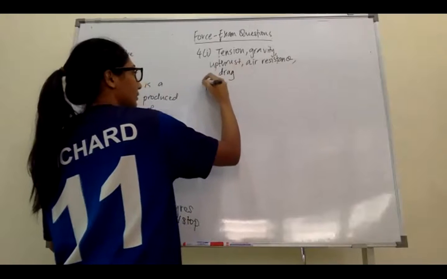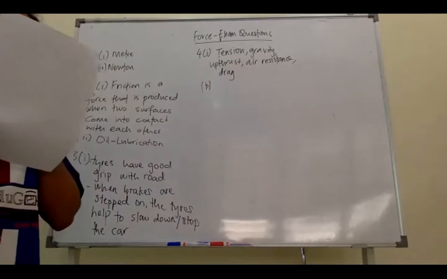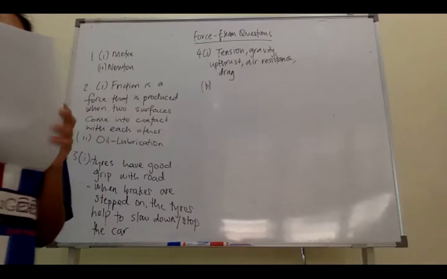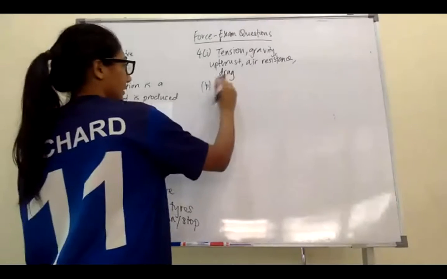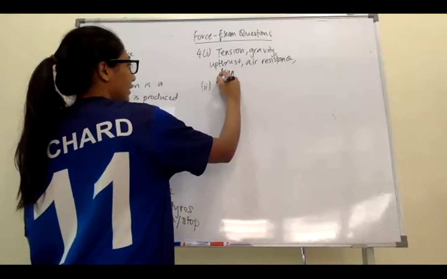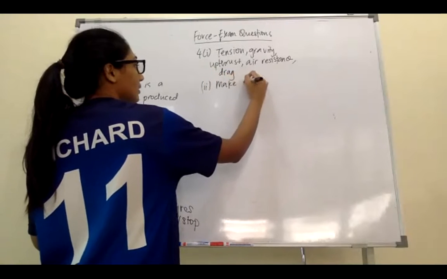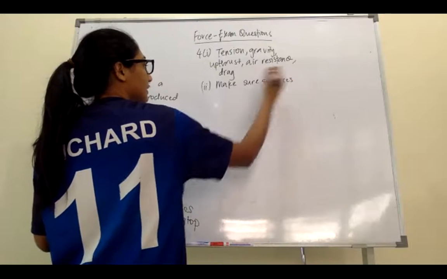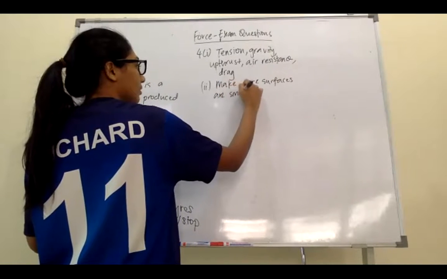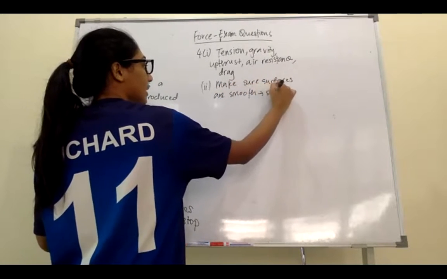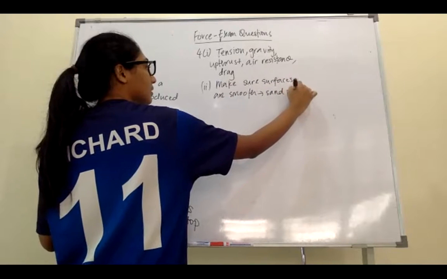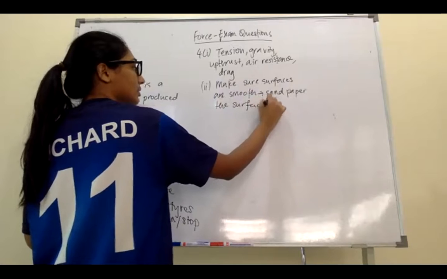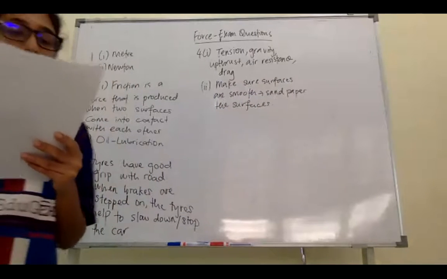Number 2. One way to reduce friction: use oil, lubrication. You can also make sure surfaces are smooth, for example, you sand it down with sandpaper. Another example is oil and lubrication.